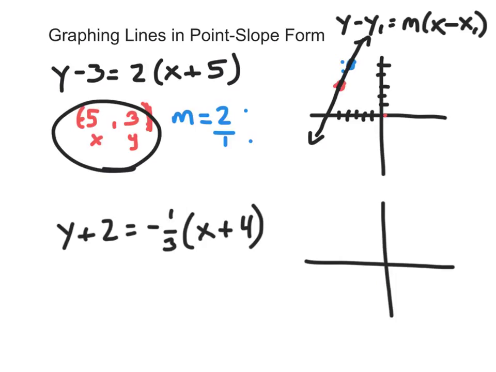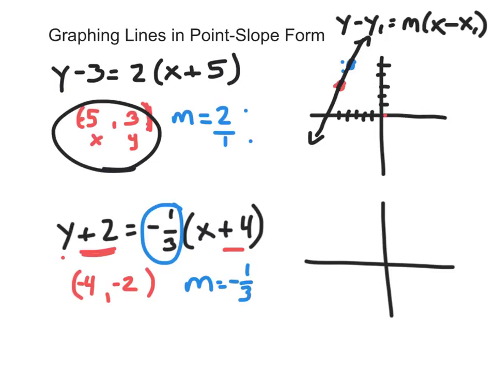Our second example, again, we're going to start by finding our point and our slope. Our point, the x-coordinate comes from over here. Again, it's positive 4, so that means the x1 coordinate is negative 4. Over here, our y value comes from next to the y, positive 2, which means our y1 value is going to be negative 2. Our slope comes from right here in front of the parentheses with x minus x1, and that's negative 1/3.